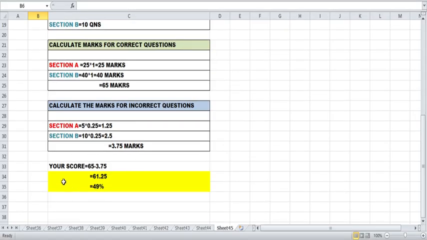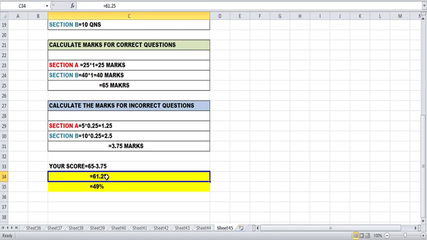Okay. Now your probable score is simple. You need to subtract the incorrect marks from the correct marks, that is 65 minus 3.75. Then you will get your mark, and this is your mark out of 125. And ultimately your percentage is 49%. That is simple: 61.25 divided by 125 into 100. If you do this, you will get your probable score. At the same time, you will get your percentage also.